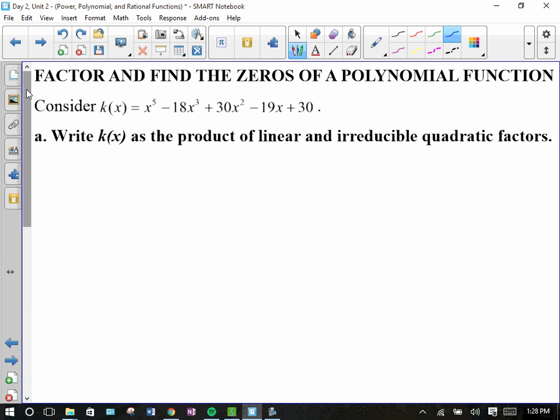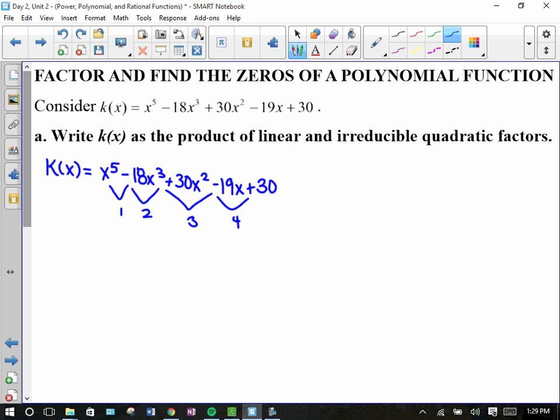So, first thing, let's look at sign change. We can do this in whatever order you want. Sign change is a good place to start. So we can say k of x, using Descartes' rule of signs: x to the fifth minus 18x cubed plus 30x squared minus 19x plus 30. There is 1 sign change, 2 sign changes, 3 sign changes, 4 sign changes.